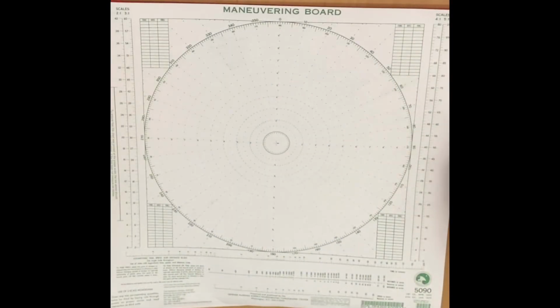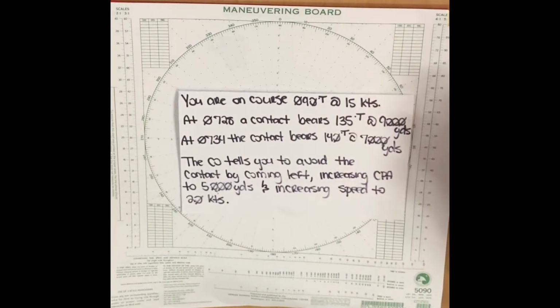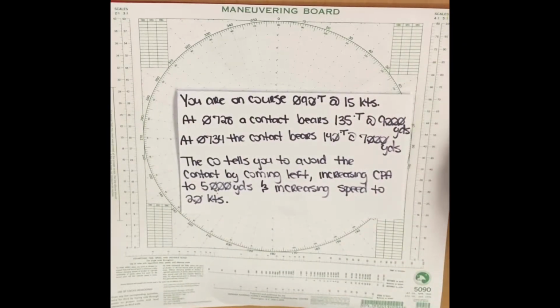So for this video, we are going to go over how to do an avoidance MoBoard. So your problem is you are on a course 090 degrees true at 15 knots. At time 0728, a contact bears 135 degrees true at 9,000 yards.